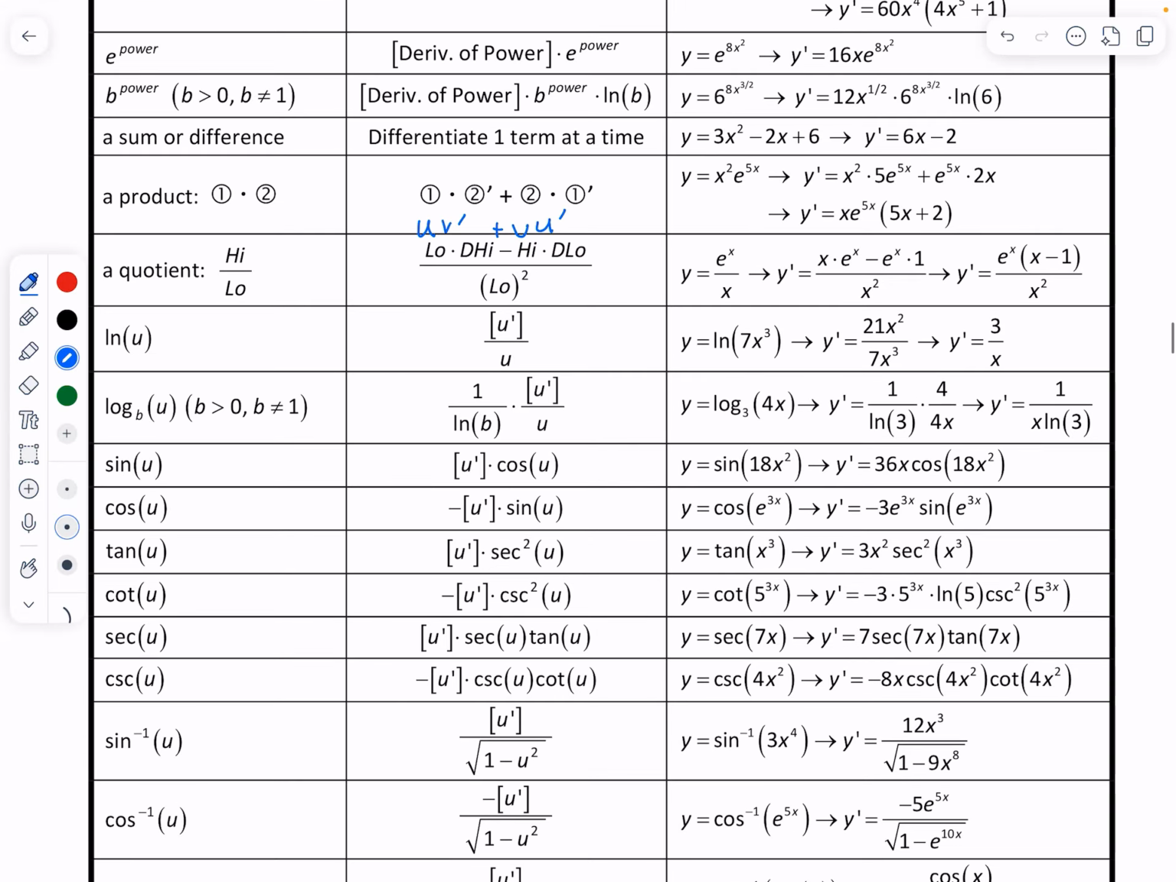Ln is 1 over x, or in this case, if it's u, it's going to be 1 over u times the derivative of u. Log base b is 1 over ln of b times u, and then you take the derivative of that. All right, sine of u is cosine. That's the derivative. If you have to use a chain rule, obviously you have to take the derivative of the argument. Cosine is negative sine. Tangent is secant squared. Cotangent is negative cosecant squared. Secant is secant tangent. Cosecant is negative cosecant cotangent.